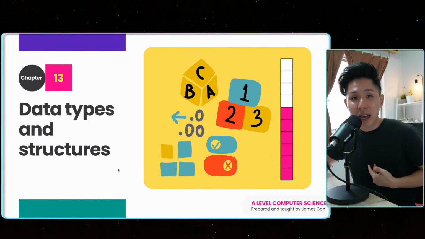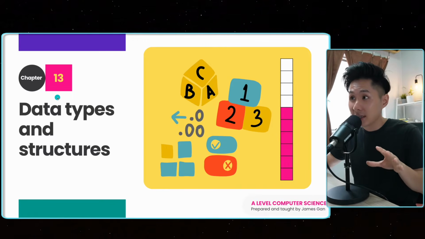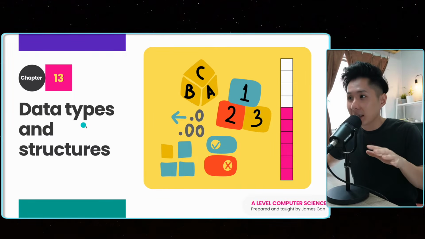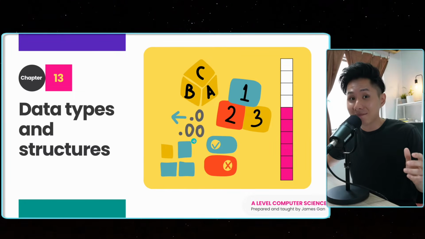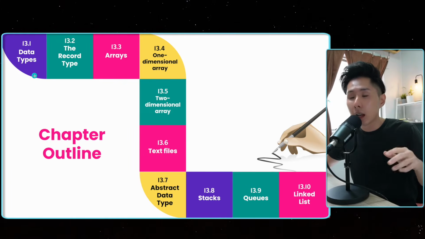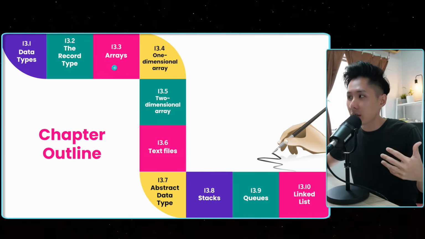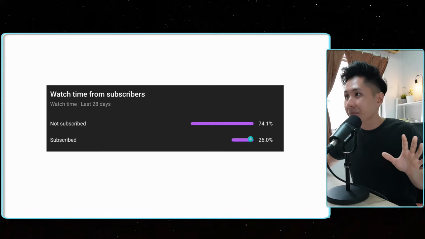My name is James. I'm a computer science graduate turned teacher. In this video, we're going to look into chapter 13 of A-level computer science, data types and structures, which is the preparation for you to learn programming. And the big picture for this video, we'll first explore what data type is, and we'll explore the various data structures like array, record, abstract data type, so on and so forth.